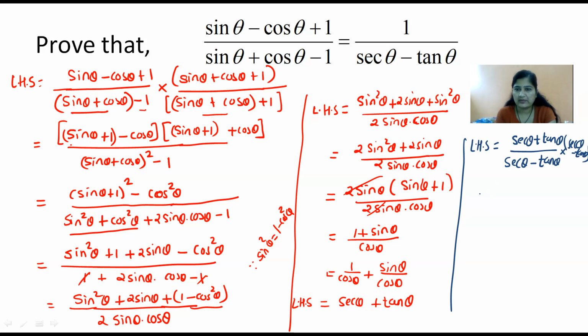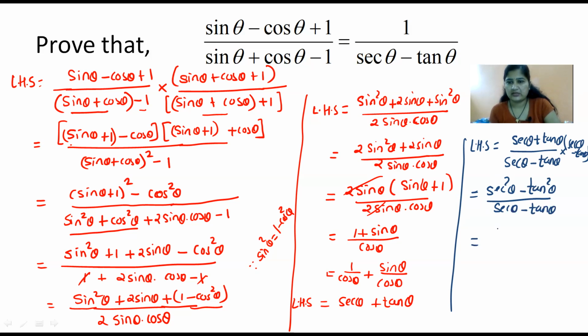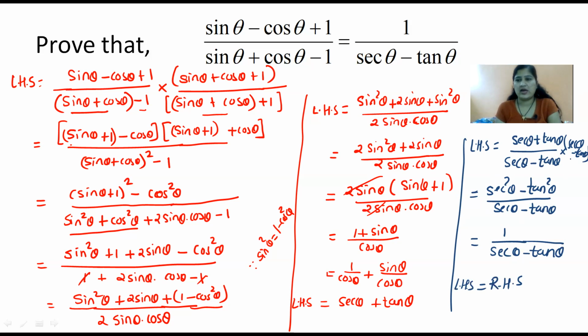So this one can be written as sec square theta minus tan square theta upon sec theta minus tan theta. And we know that sec square theta minus tan square theta is 1. So this is 1 upon sec theta minus tan theta. This is our required RHS. So hence we have the result: LHS is equal to RHS.